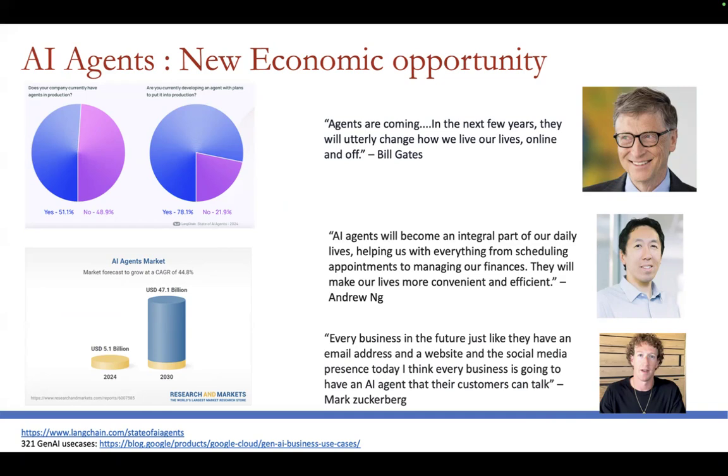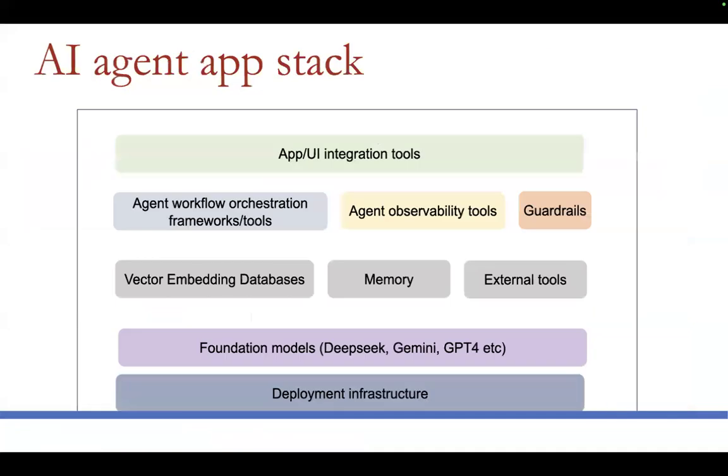That's the Bill Gates quote. Then we have a quote from Mark Zuckerberg, who says that every business will need an AI agent. Basically, he's saying that the number of agents will be more than the number of people in the world, because every business is going to make use of multiple agents. So there's a lot of interest in AI agents, and how to build AI agents is really a useful skill for us to learn.